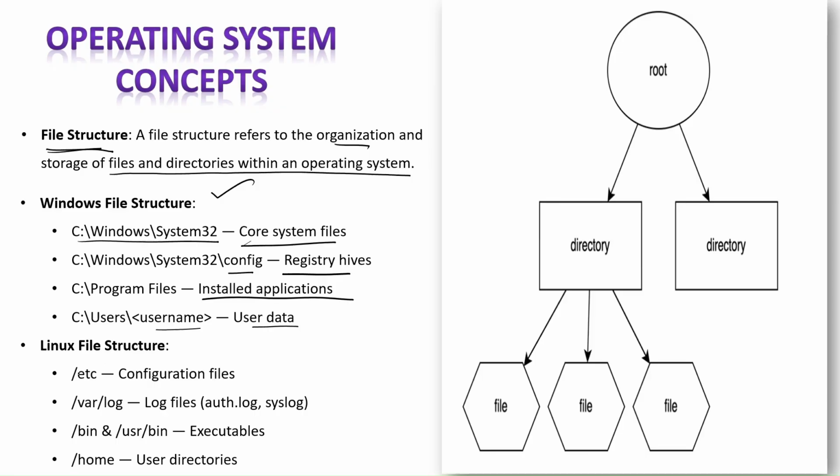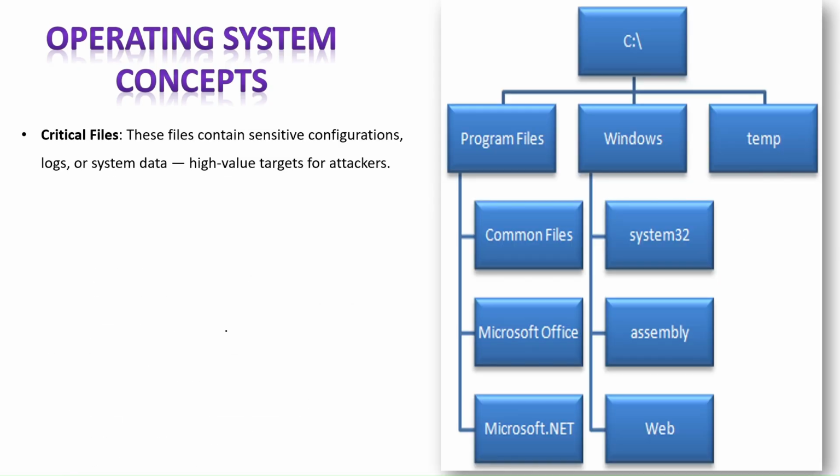Coming over to Linux file structure, we have /etc, the most important directory where the configuration files are stored, and /var/log. We were talking about logs a moment ago. This is where the logs are stored on individual systems, for example syslog and auth.log. Then we have /bin and /usr/bin, the directories where we have the executables, and then we have /home, where the user directories are available.